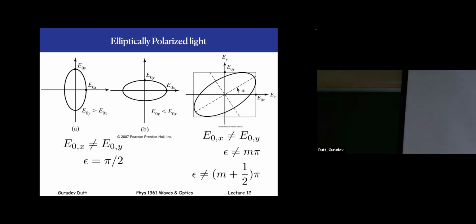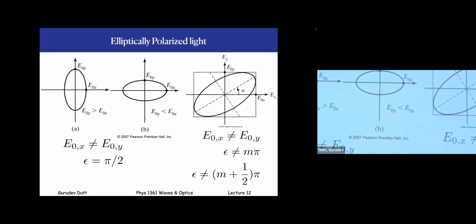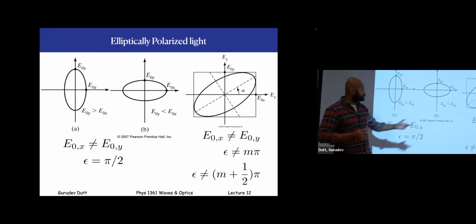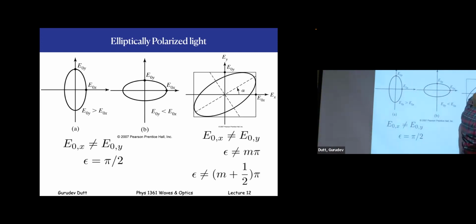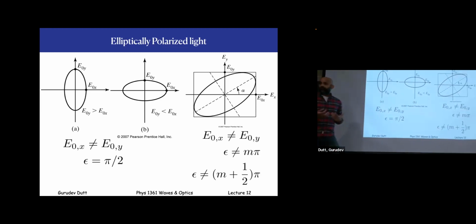Then this ellipse that we were talking about is no longer oriented along the X or the Y axis. It's oriented along some other direction, some other major axis and minor axis, which is shown by these dashed lines over here, and that dashed line has some angle alpha.